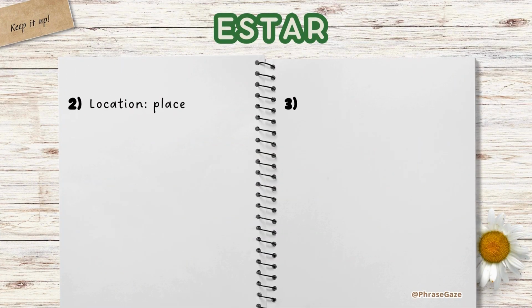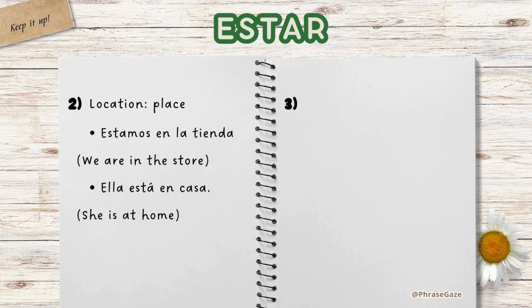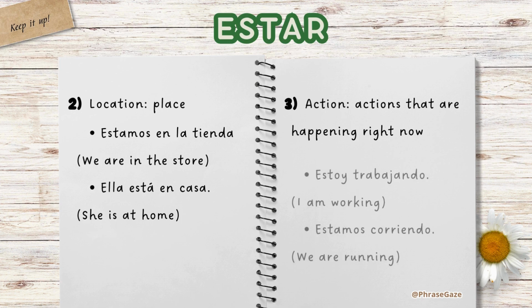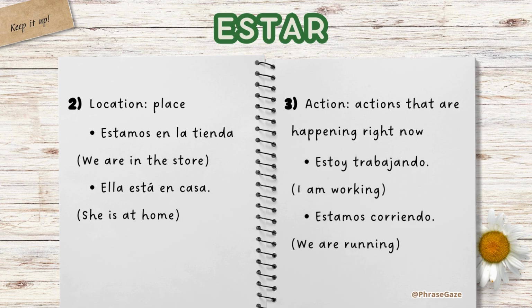2. Location. It can refer to a place where someone is currently located. For example, Estamos en la tienda. Ella está en casa. 3. Action. This category refers to ongoing actions or activities that are happening right now. For example, Estoy trabajando. Estamos corriendo.